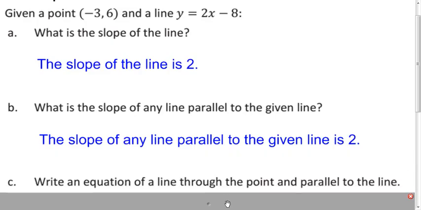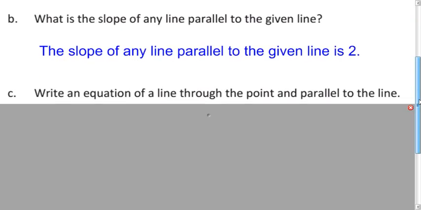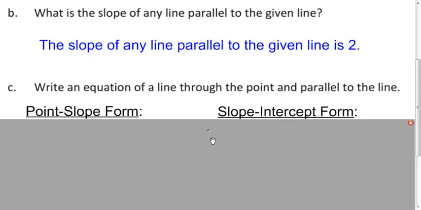So now we want to write an equation of a line that goes through this point and is parallel to this line. So there's two main ways that we can go about that. You can either look at point-slope form or slope-intercept form. So let's look at both.